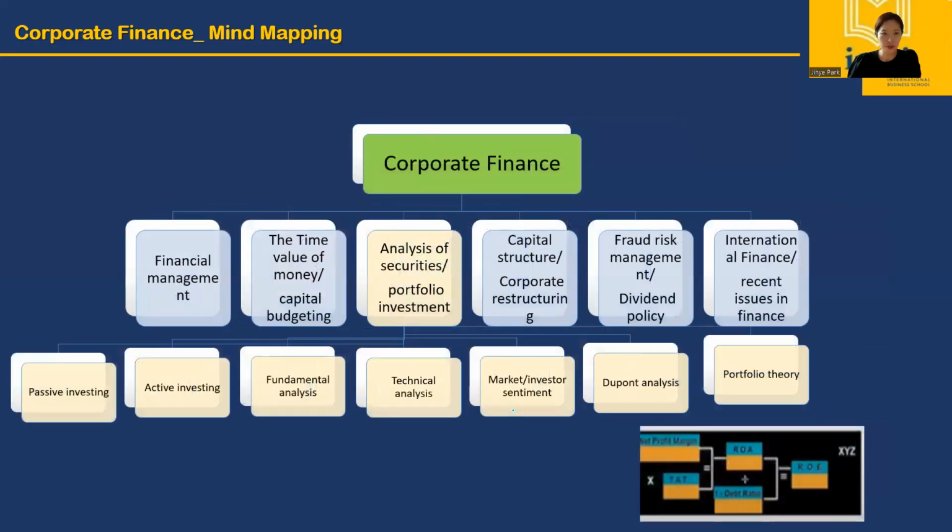Let's move on to the third chapter. The third chapter is analysis of securities and portfolio investment. We ran through the big picture of investment strategies. There are two types of investing, active and passive. Passive investing is just about following the market. On the other hand, active investing consists of fundamental analysis, technical analysis, and market and investor sentiment.